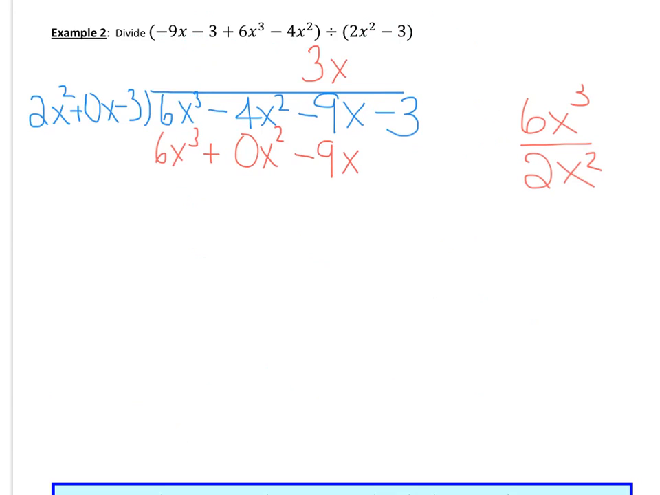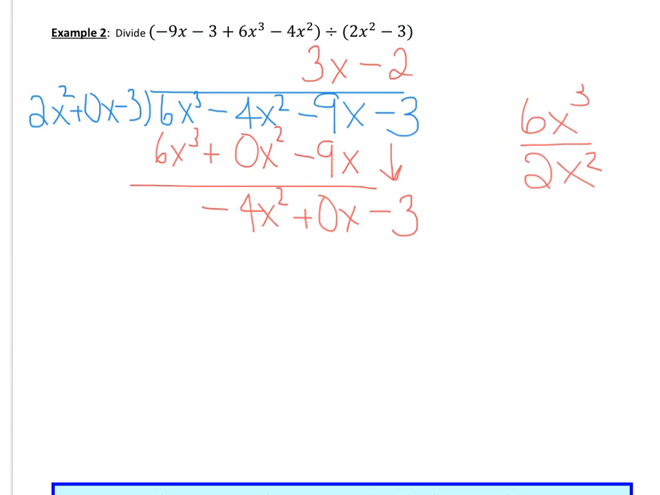Okay, now we're going to continue with our subtraction. Here we get 0x cubed. In this one right here, we're going to get negative 4x squared plus or minus 0x, which is negative 4x squared. Here we're going to get negative 9x subtract negative 9x, which is negative 9x plus 9x, which gives us 0x. And now we're ready to bring down our next term, so we'll bring down the minus 3, and we'll start the process again. First thought, negative 4x squared divided by 2x squared is going to give us negative 2.